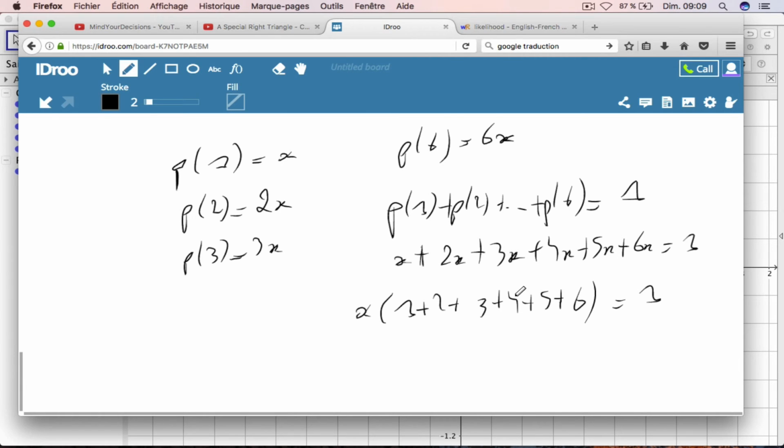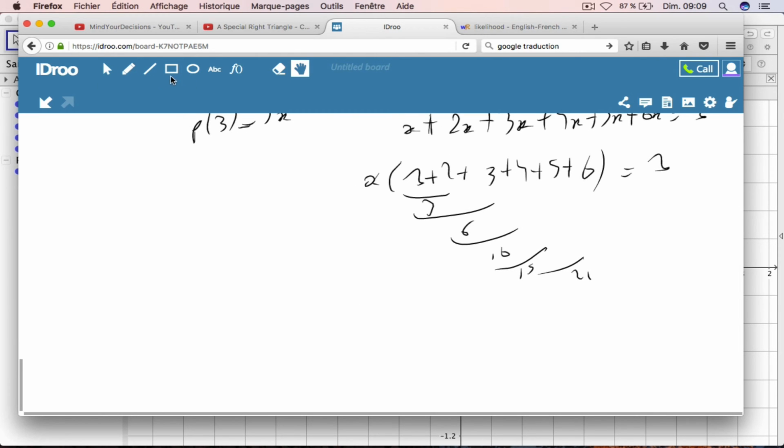So we just have to know how much 1 plus 2 plus 3 plus 4 plus 5 plus 6 is. We can compute like this. 1 plus 2 is 3. 3 plus 3 is 6. 6 plus 4 is 10. 10 plus 5 is 15. 15 plus 6 is 21. Okay, we get it. So that's x times 21 equals 1. That means x equals 1 over 21.